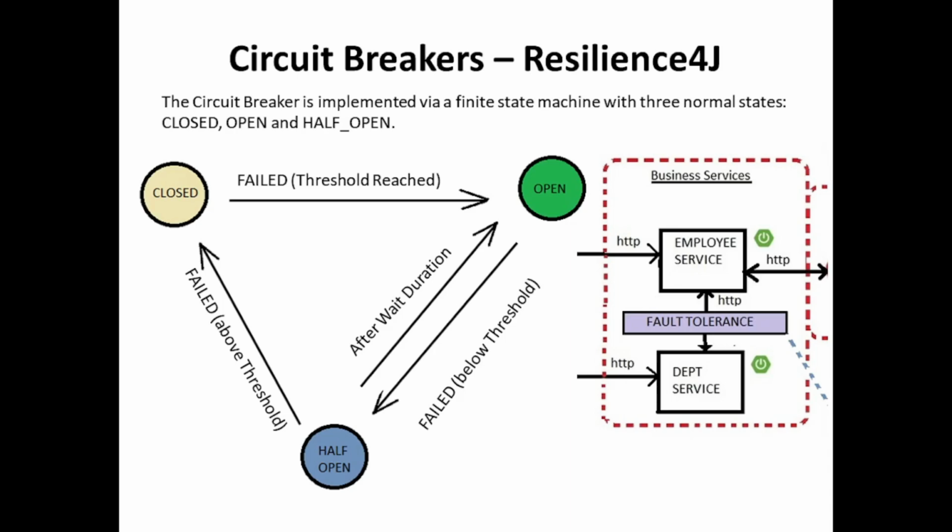Now if the department service is up, then it will try again to hit, moving from the open to the half-open stage. And if it is successful multiple times, then it goes to the closed stage. So this is what a circuit breaker is. And for the circuit breaker, we have Resilience4J, which we will integrate into our application.